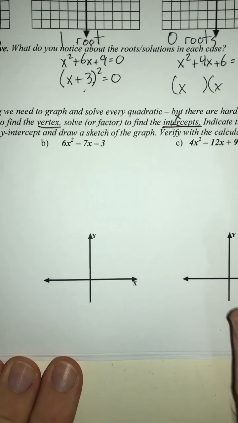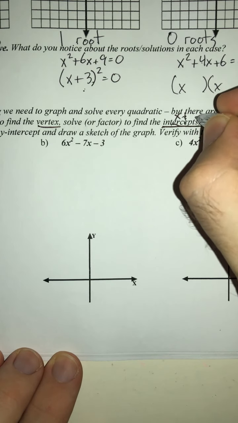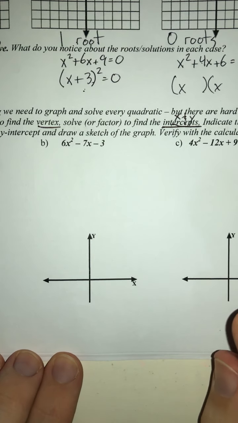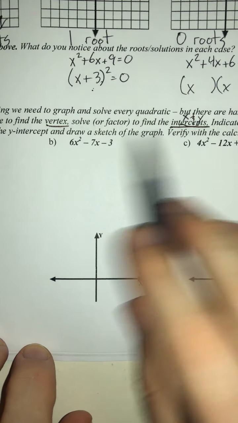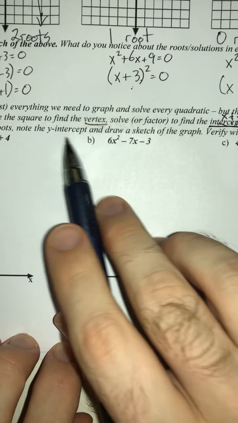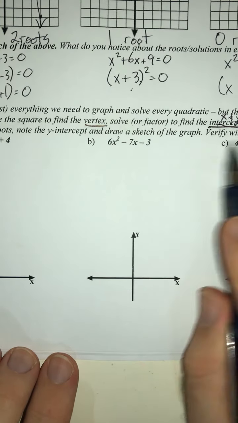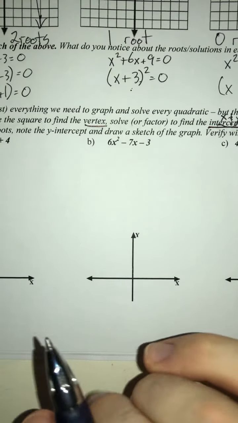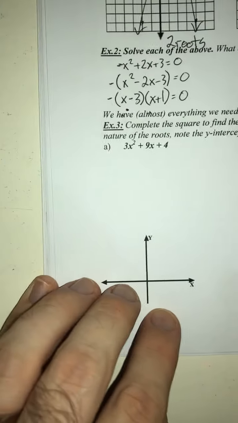And it's going to be both x and y. So you need to do both. Because here we got indicate the nature of the roots, note the y-intercept, and sketch it. And then don't worry so much about verifying with the calculator. You'll be good with this. So what do I need to do for each of these questions, breaking this all down?